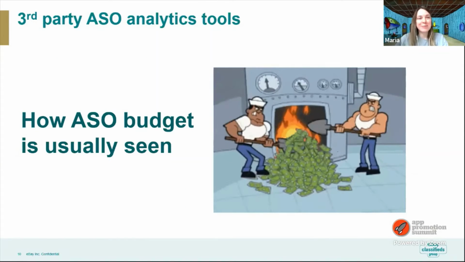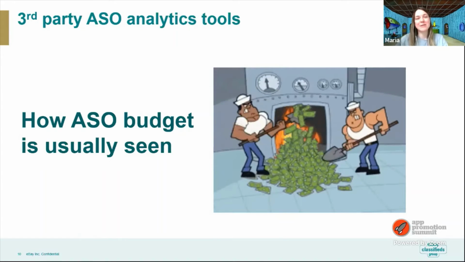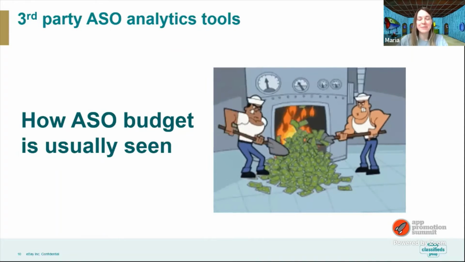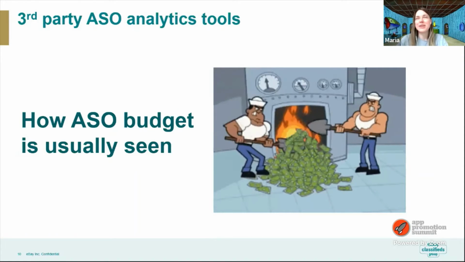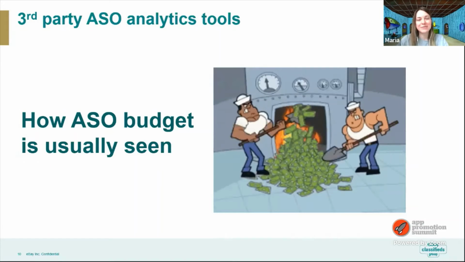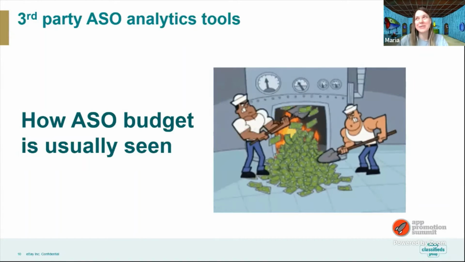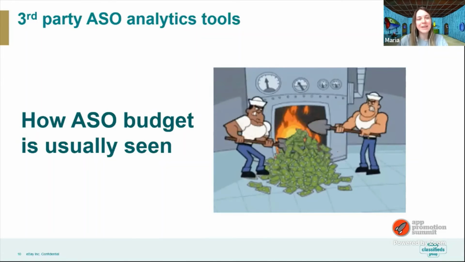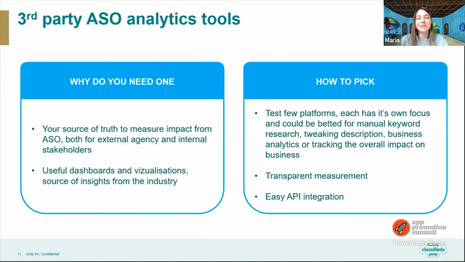And the last part of ASO infrastructure is the third-party analytics tool. As you know, ASO services are not the cheapest services on the market. So usually when you try to secure an ASO budget, your management would look at it like, okay, we're just putting money somewhere that is not very transparent, not very measurable. So here, third-party ASO analytics can help you. It will serve as a source of truth, both for managing your external team, like an agency, and for showcasing the results to your internal stakeholders.